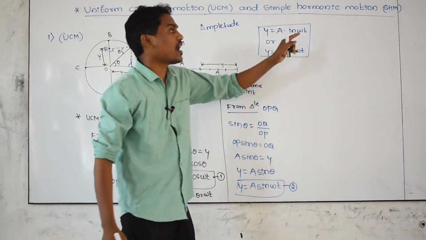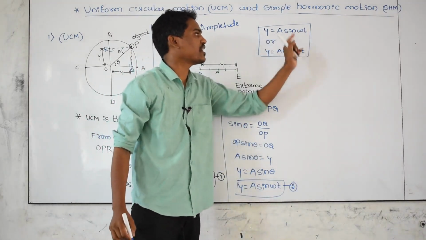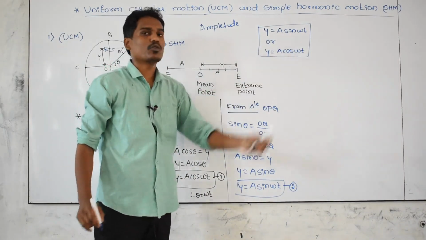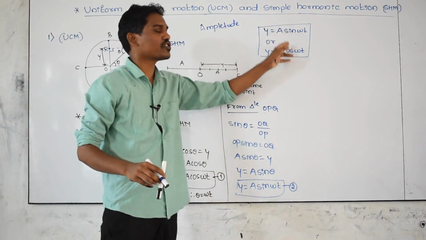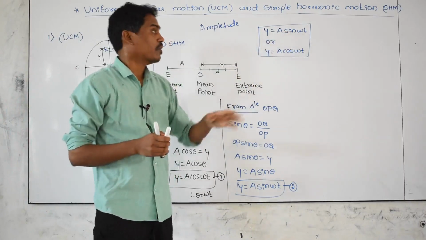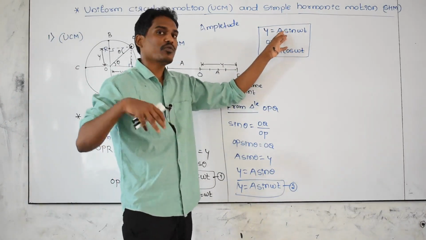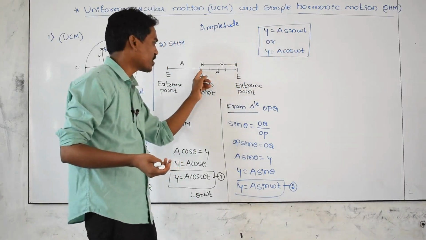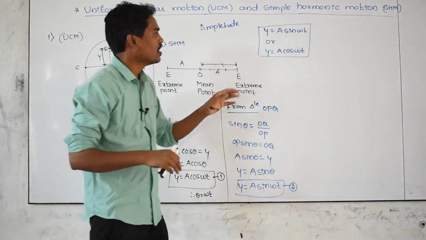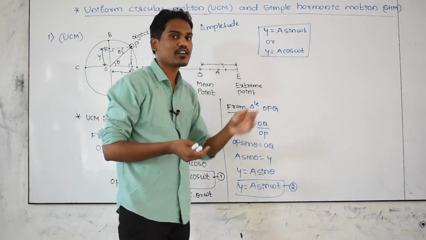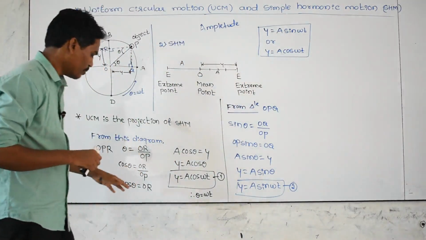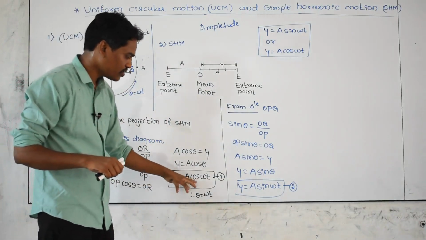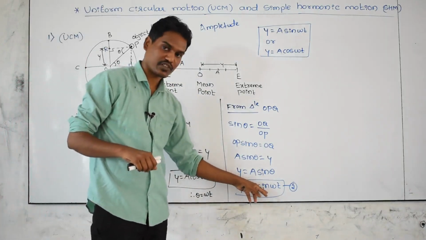And as I told earlier, Y equal to A sin omega T or Y equal to A cos omega T, both are equations of simple harmonic motion. By using either equation you can find the displacement of the object from the mean point in SHM. But equation 1 indicates the cosine function, and equation 2 indicates the sine function.